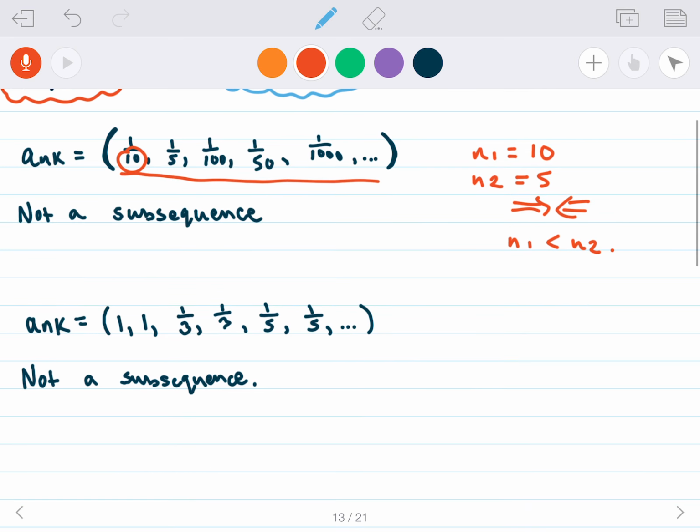Similarly, we have repeats, right? We need strict inequality. We have n1 is equal to n2, which is 1. And we can't have this. We have to have n1 strictly less than n2.